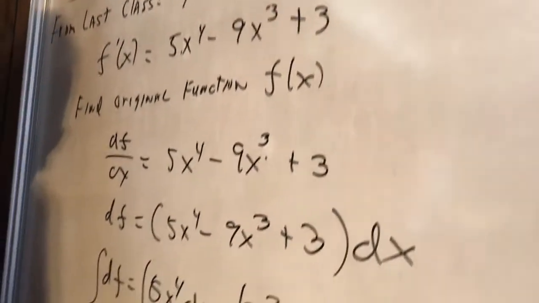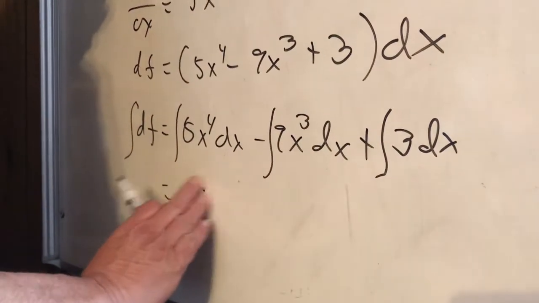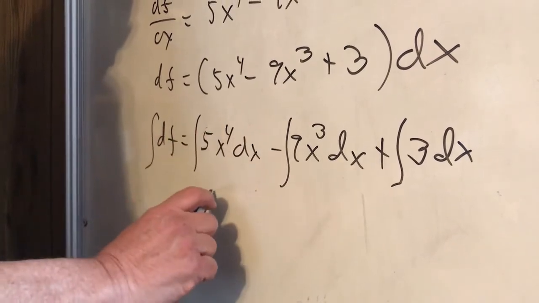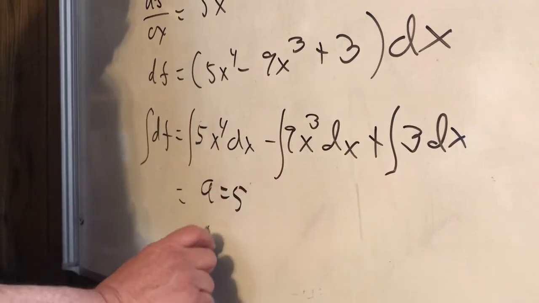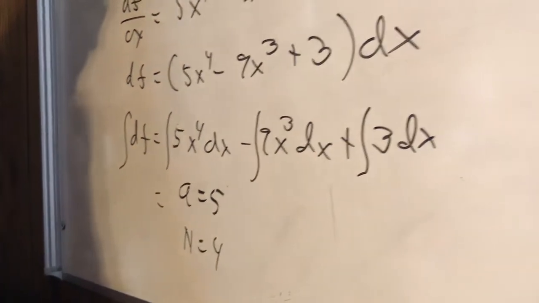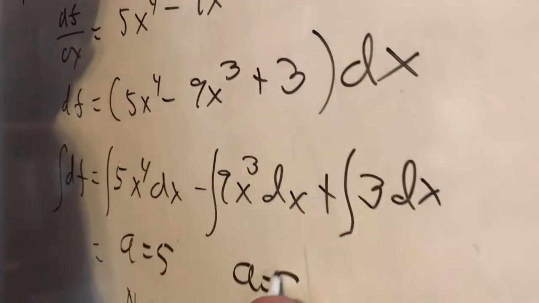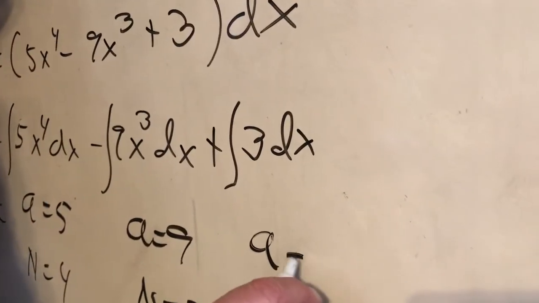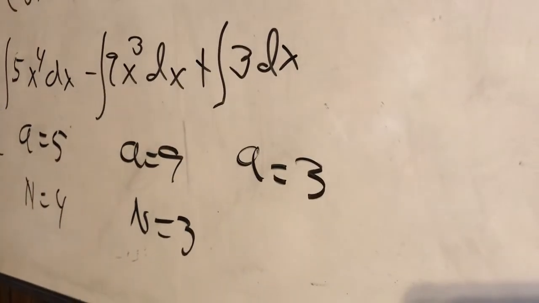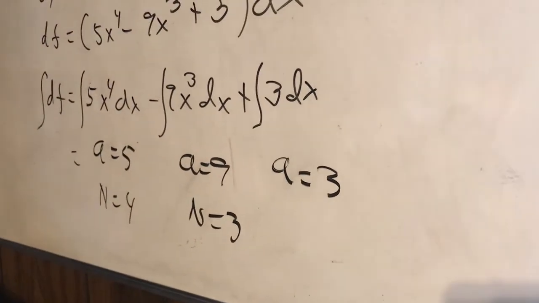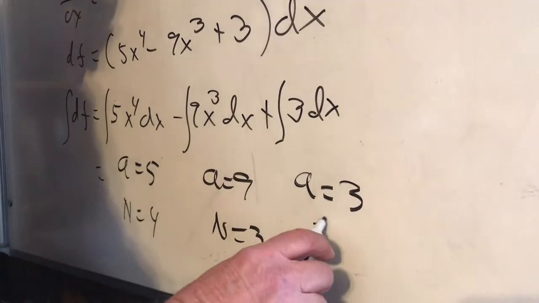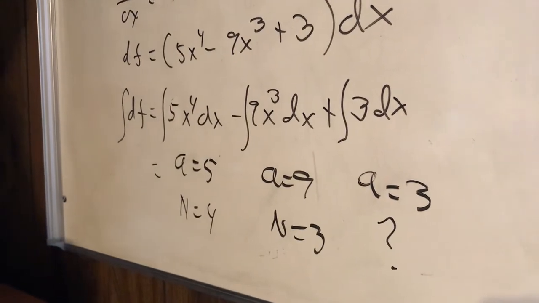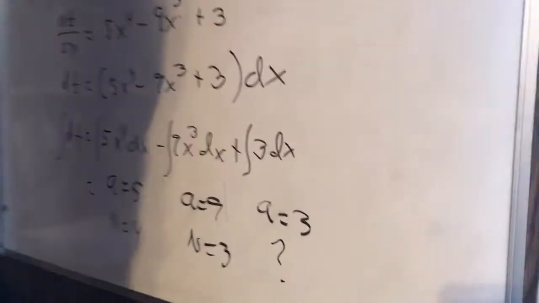So here we'll have a equals 5 and n is 4. Here a is 9 and n is 3. Here a is 3, and there is no x. We have the integral of 3 dx. We'll have to work on that, so we'll put a question mark on here right now. Okay, so let's work on the first 2 terms first using the power rule.